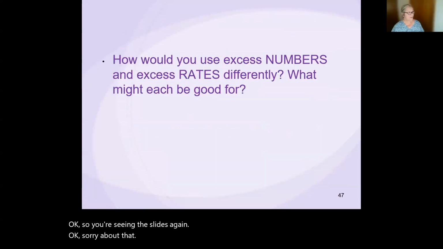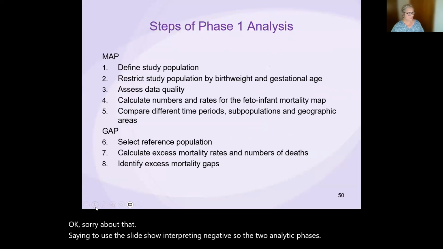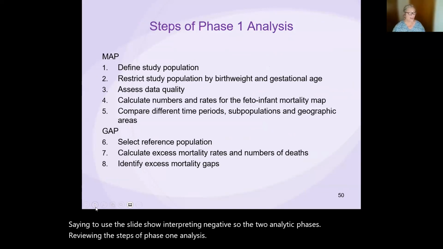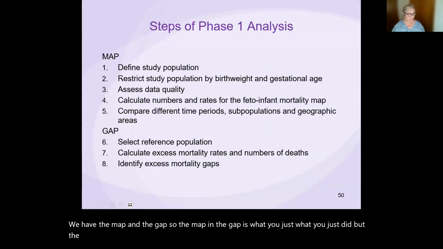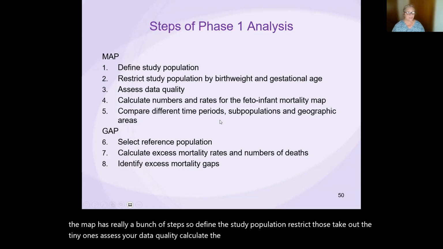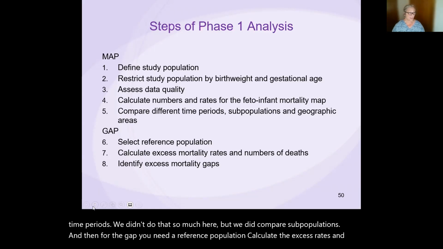Interpreting results: the two analytic phases. Reviewing the steps of phase 1 analysis. We have the map and the gap. So the map and the gap is what you just did, but the map has really a bunch of steps. Define the study population, restrict those, take out the tiny ones, assess your data quality, calculate the numbers and rates, compare different time periods. We didn't do that so much here, but we did compare subpopulations. And then for the gap, we need a reference population, calculate the excess rates, and identify the excess mortality gaps.